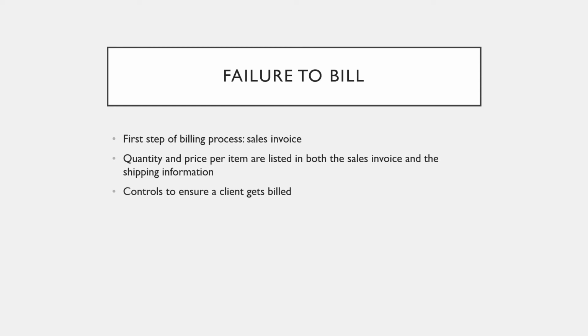The first step in the billing process is the sales invoice. This lists the quantity and price per item that an individual wants. A company might prefer to rely on just the shipping information rather than both the sales invoice and the shipping information. So what actions can a company take to prevent a client from not being billed?